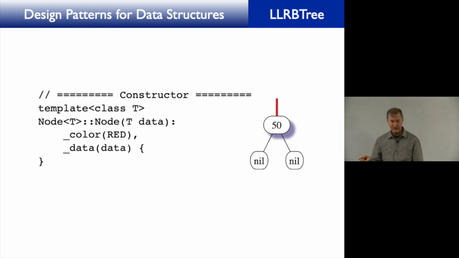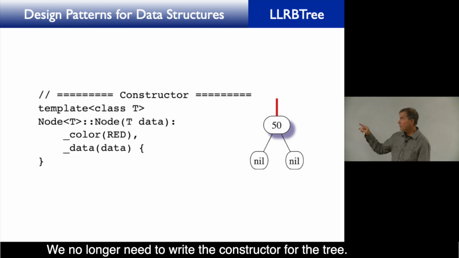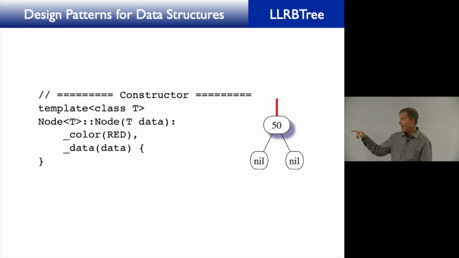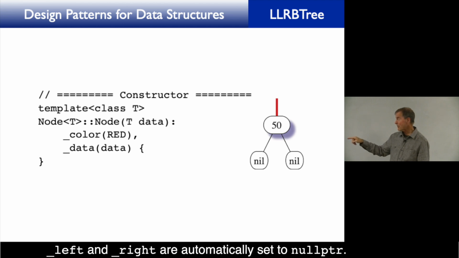So here's a picture of what the constructor does. Here's the code for the constructor. Notice the constructor for the tree just does underscore root gets null pointer, because it's the empty tree. Are you with me? And then what about the constructor for a node? We give the constructor data, and then it sets underscore color to red, underscore data to data, underscore left to null pointer, underscore right to null pointer.